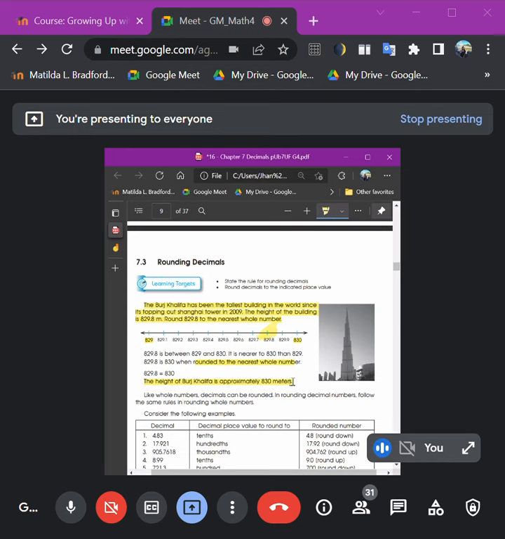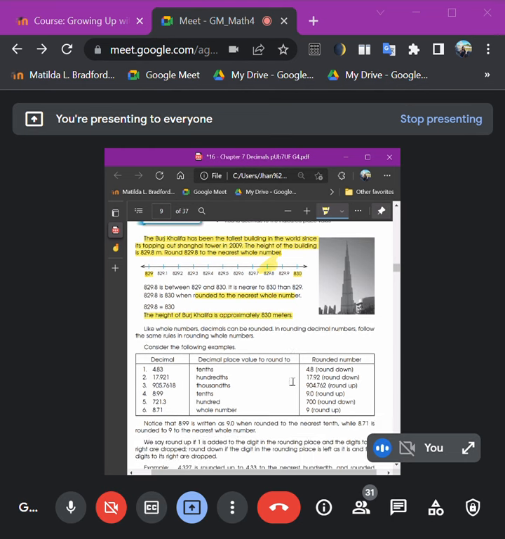So in rounding decimals, you can follow the same rules as in rounding whole numbers. You can see here, class, that is 4 and 83. Look at the given number and the decimal place value you are going to round it to. For example, this one: you are going to round 4 and 83 thousandths to the tens place.